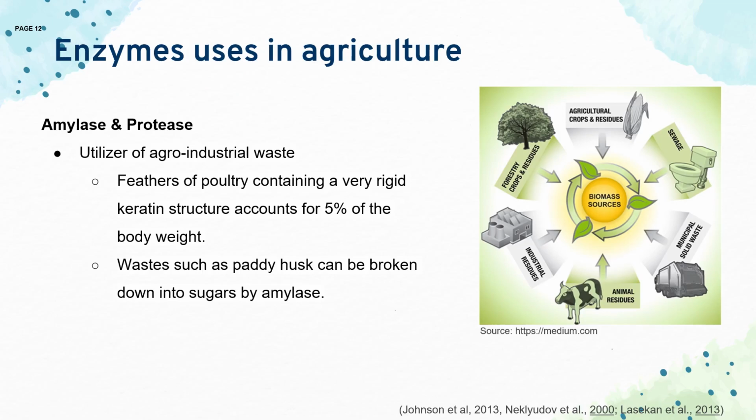Next, we have amylase and protease. Amylase and protease can be utilizers of agro-industrial waste, such as poultry feathers, which contain a very rigid keratin structure, account for 5% of the body weight, and are a rich source of protein for feed and food. Poultry waste can be degraded into feed and food by the keratinolytic process. Waste such as paddy hulls can be broken down into sugars by amylase. Brunei Darussalam aimed to achieve at least 10% of energy generation from renewable resources by the year 2035 to reduce the impact of climate change and reliance on fossil fuel reserves. Brunei, with its vast number of rainforests and rising agricultural sector, should take advantage of utilizing biomass solid waste as an alternative energy source.